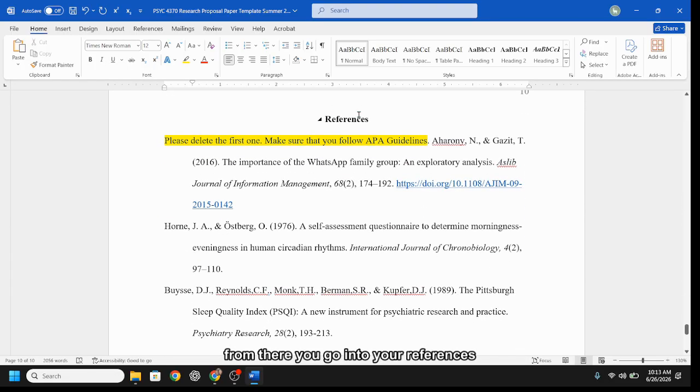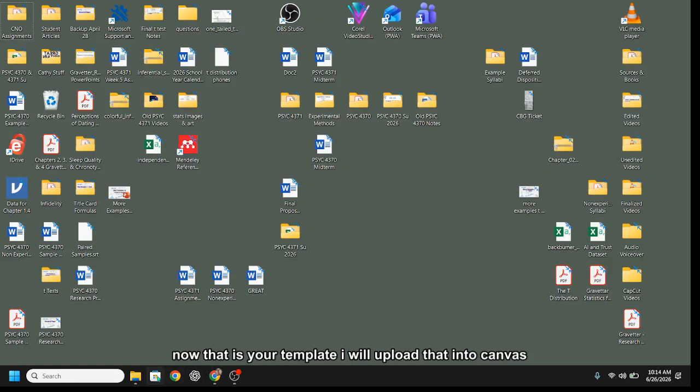From there, you go into your references. Please delete these references. These are simply here as placeholders, and they're also examples of the way you should do an APA citation. I will be grading this particularly heavy. So there's a huge portion of our class that should have been dedicated to this during that first week. I expect you by this point in time to be able to craft a reference that is correct. Now, that is your template. I will upload that into Canvas.